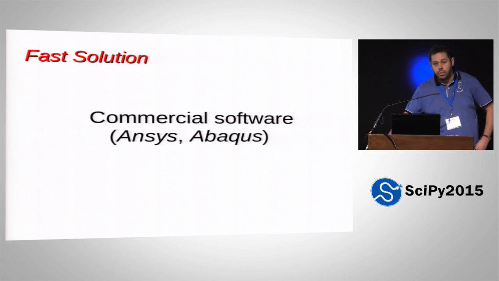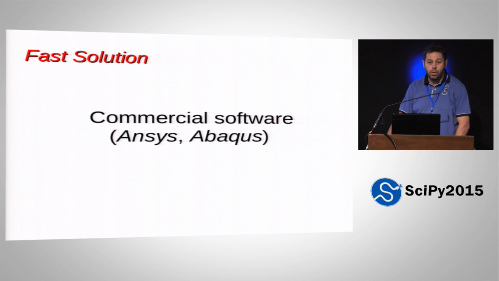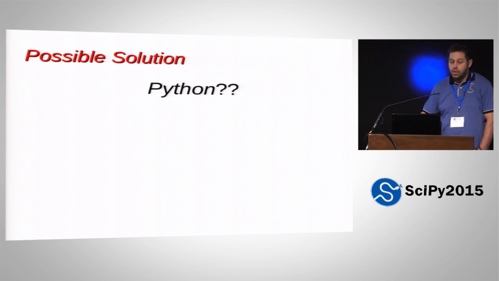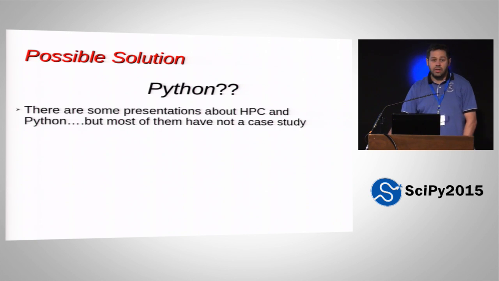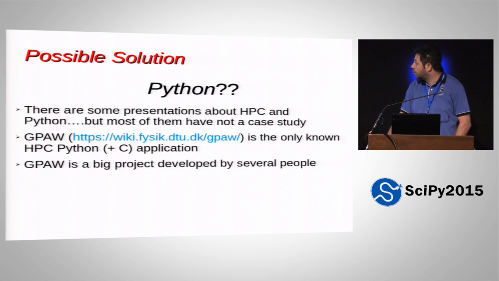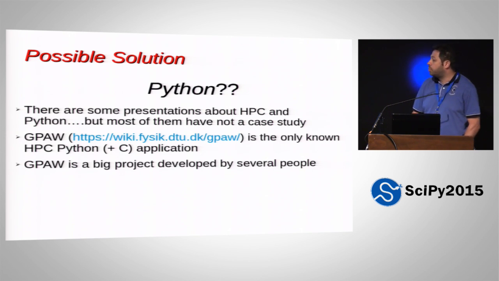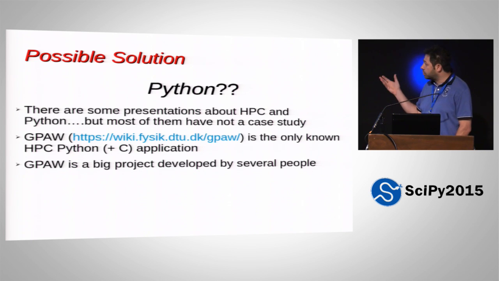One of the solutions is to use commercial software, but this software is not built to solve geodynamics problems. So one of the solutions could be Python. There are some presentations about Python and HPC, but none of them show case studies. The only successful project is GPAW, that is a big project, but is not a geodynamic application, and they use Python pretty well with a bit of C to run on HPC supercomputers.